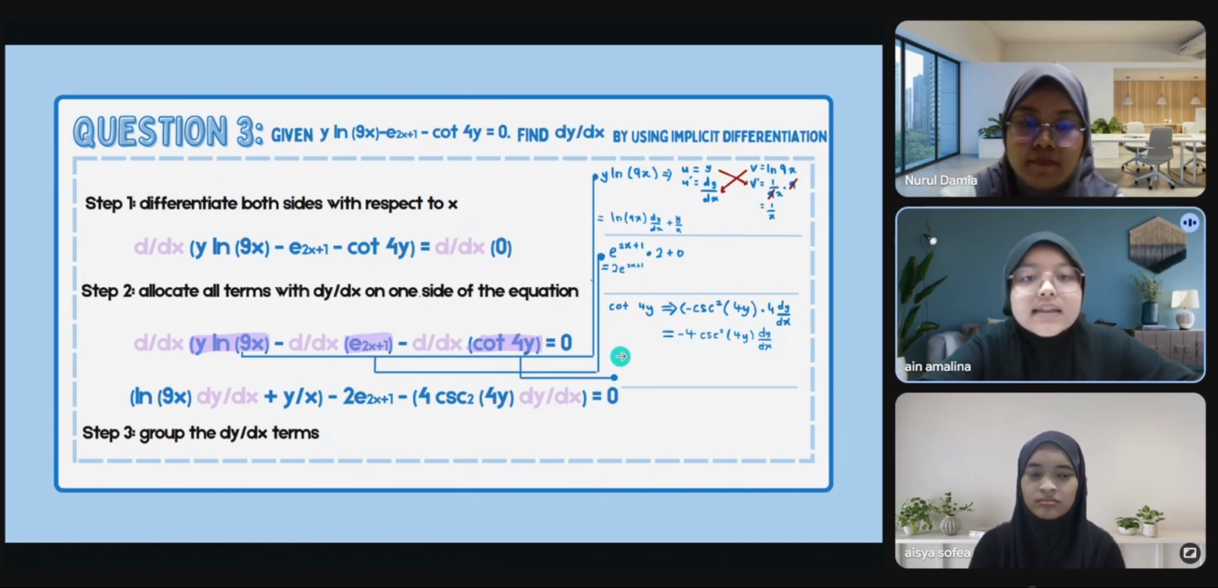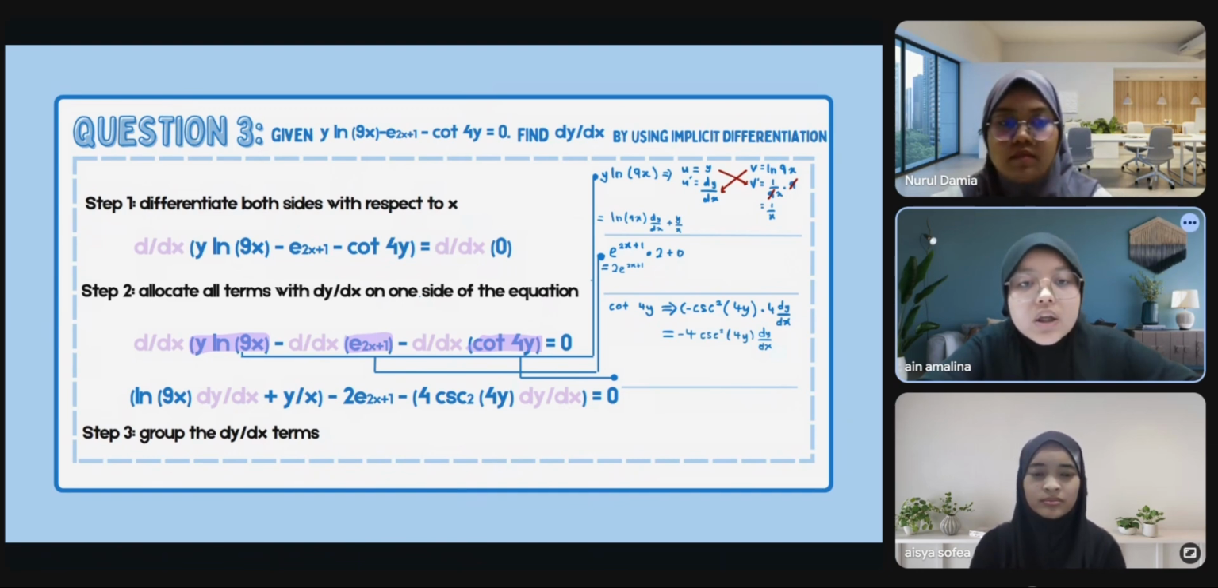So at first, at the top right side, we have y ln x. Here we need to use the product rule. For the u, we'll take y, and for the v, we're going to have ln x. After we differentiate y, we will get dy over dx, and after we differentiate ln x, we will get 1 over x. The answer for this differentiation is ln x dy over dx plus y over x.